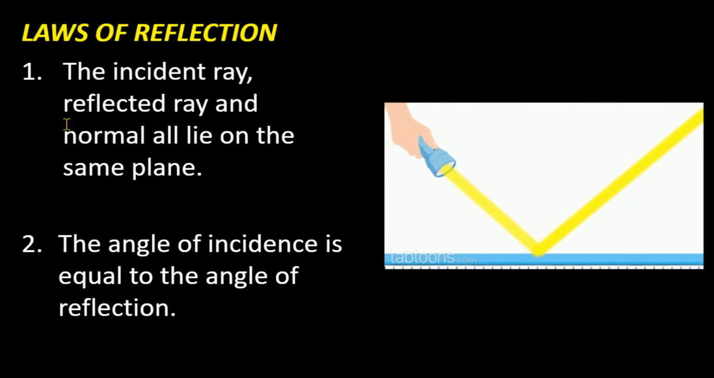There are two laws of reflection. The first law is that the incident ray, reflected ray, and normal all lie on the same plane, or same two-dimensional plane. The second law says that the angle of incidence is always equal to the angle of reflection. For example, if the angle of incidence is 45 degrees, the angle of reflection is also going to be 45 degrees. If the angle of incidence is 0 degrees, the angle of reflection is going to be 0 degrees.